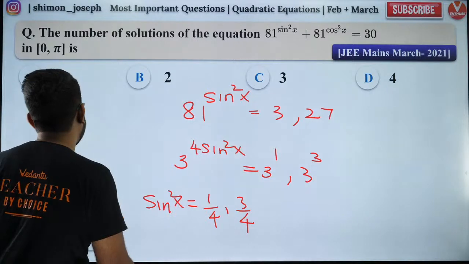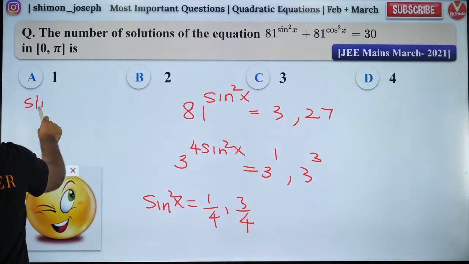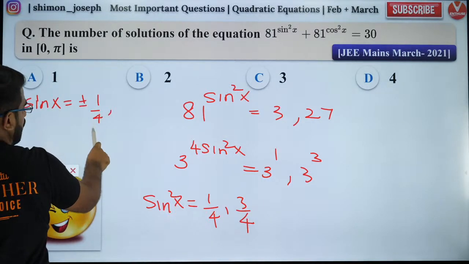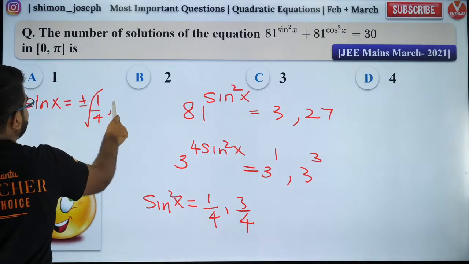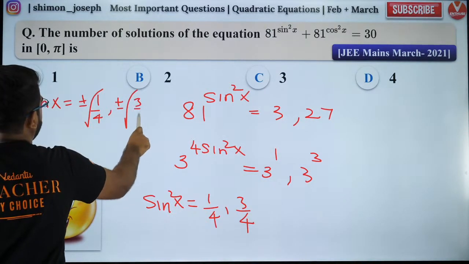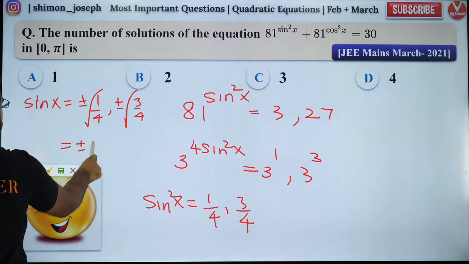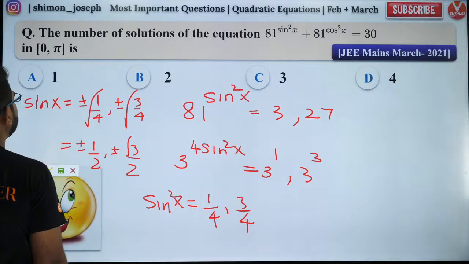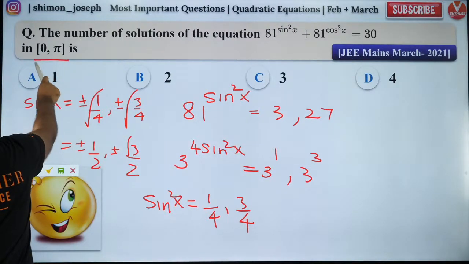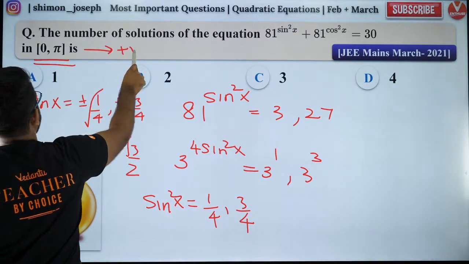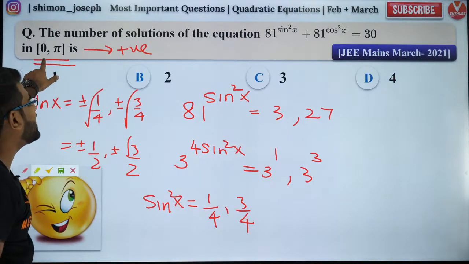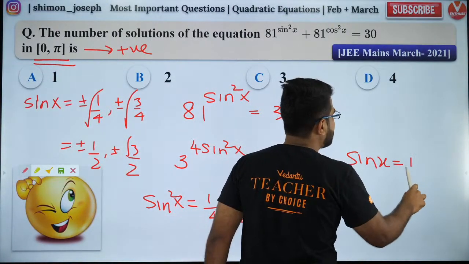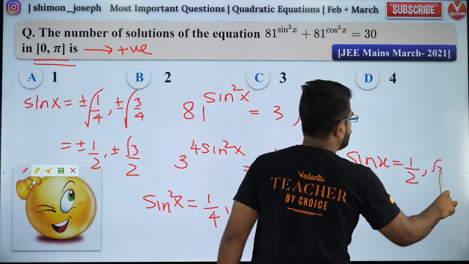So what will be sine x? Sine x, my dear children, will be equal to plus or minus root of 1 by 4, then it will be plus or minus root of 3 by 4. So I will get plus or minus 1 by 2, plus or minus root 3 by 2. So I will get sine x to be positive only in this interval, because in 0 to pi, sine x is positive. So I can only have positive solutions. So I will take sine x to be half and root 3 by 2.